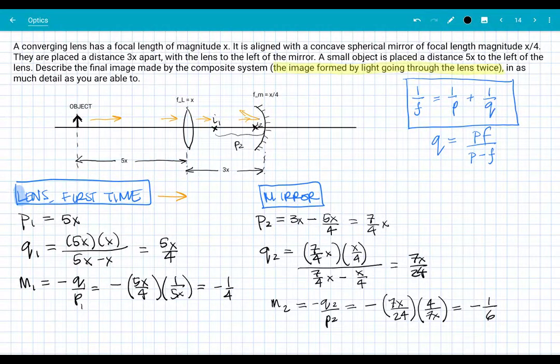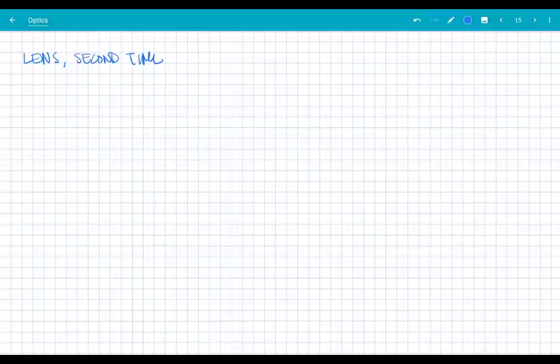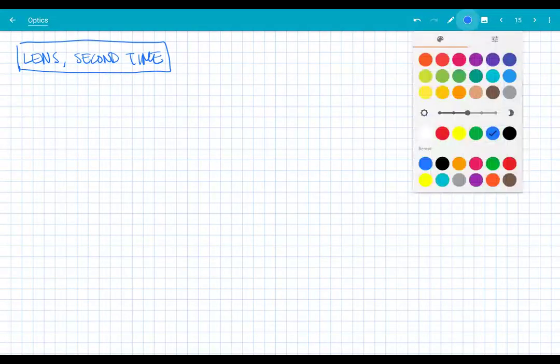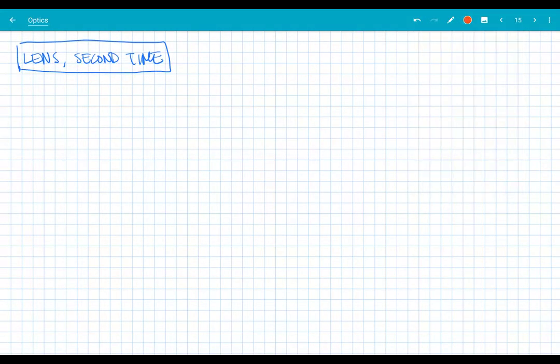All right, so then that's our object for going through the lens again. So remember that we go through the lens twice. We're told that in this problem. So let's do that. This is the lens the second time. And now one thing that's changed is my light direction has switched. So we'll go back and look at the diagram real quick.